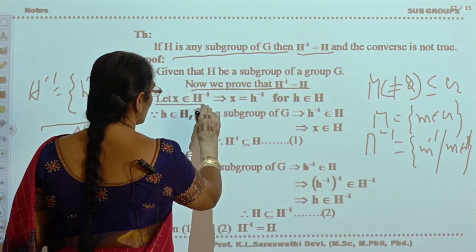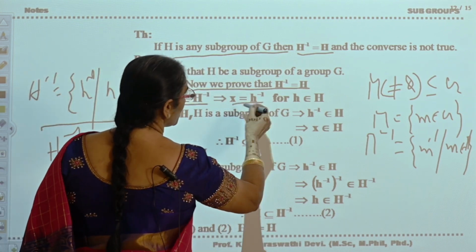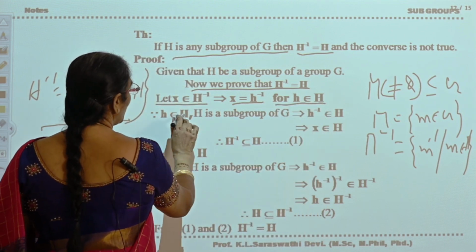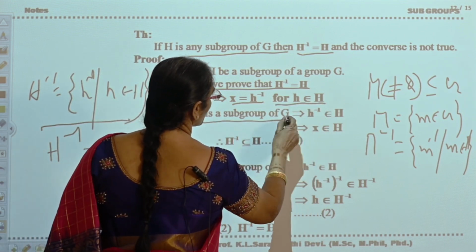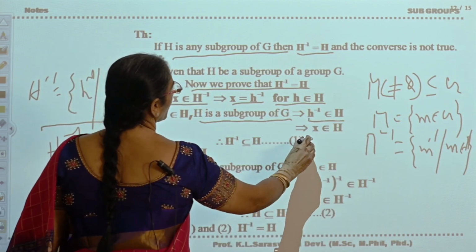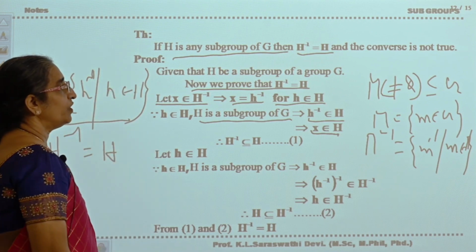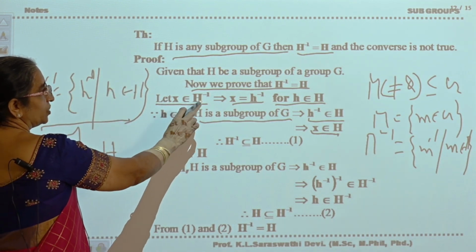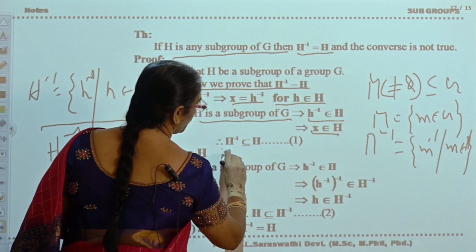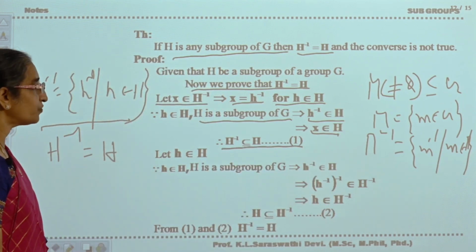Let x belong to H inverse. x is equal to h inverse for h belongs to H. Therefore, h belongs to H. H is a subgroup of G, so h inverse belongs to H. Therefore, x belongs to H. Where you have taken x in H inverse, you arrived at x belongs to H. Therefore, H inverse is a subset of H.